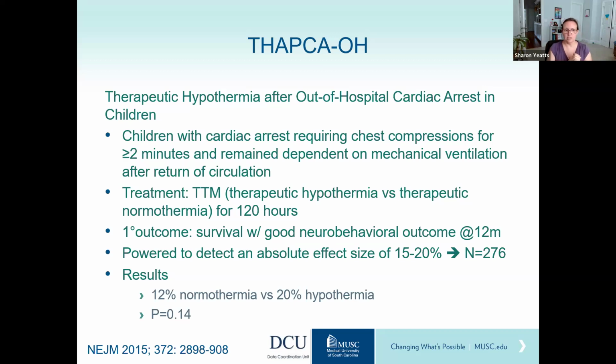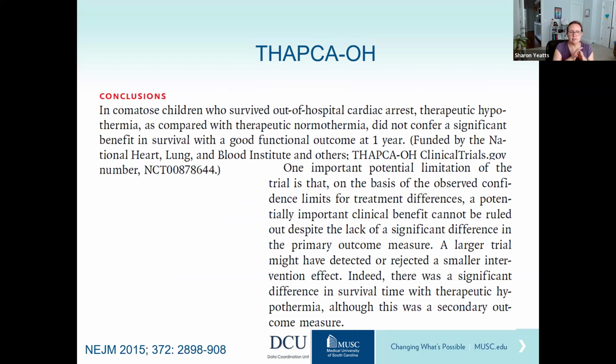P of 0.14 means we can't conclude that it worked, even though it's an estimated 8% absolute improvement in this good outcome, right? So some of you know that I'm a parent, and if my child had a cardiac arrest and you told me that these were my two options, 8% improvement seems like a good deal to me, right? So correctly, the manuscript concluded that hypothermia did not confer a significant benefit, but they had to acknowledge the limitations, that based on the confidence limits for that treatment effect, they could not rule out a potentially important clinical benefit, and a larger trial might have detected or rejected a smaller effect.